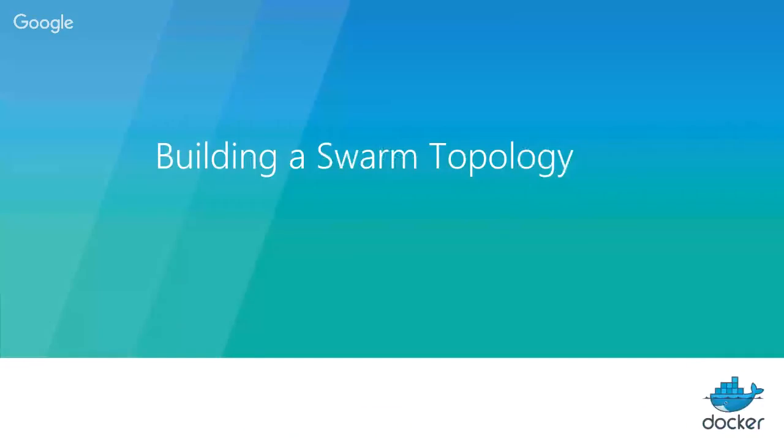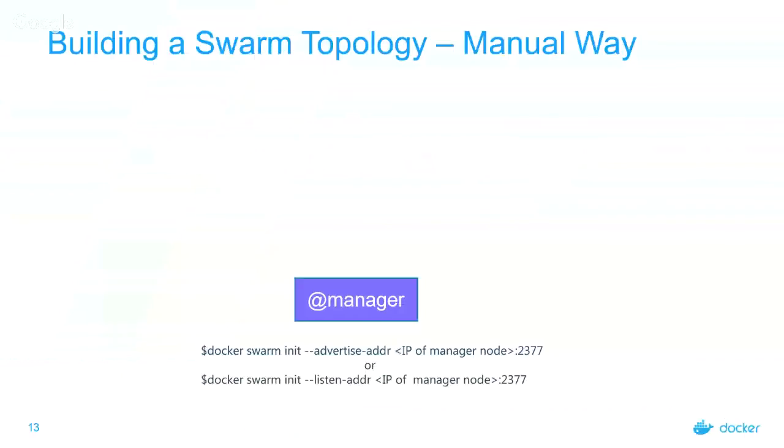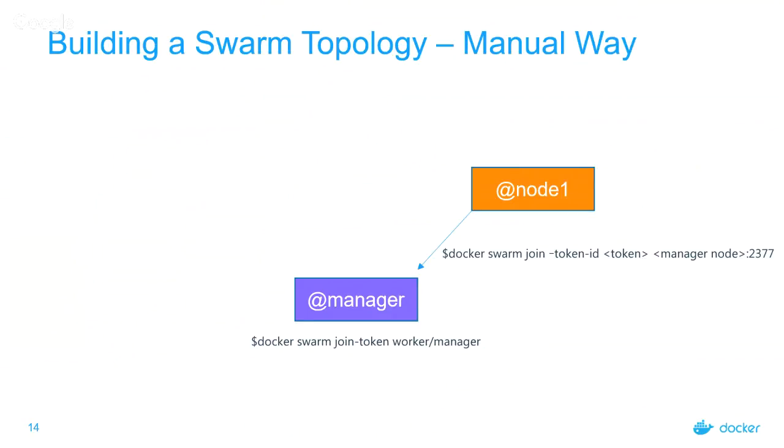So we'll start with building a swarm topology, and how you build it in the manual way is you take the first node, which is your manager node, and say docker swarm init, and you pass either the advertise address or the listen address. The advertise address is used if you want to advertise the swarm on a particular address, whereas the listen address is used if you want the swarm mode to listen on all the interfaces. This is how you do it.